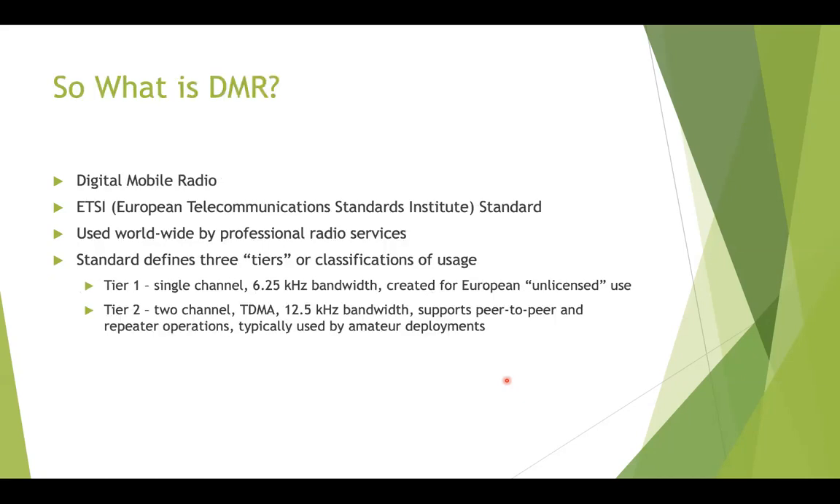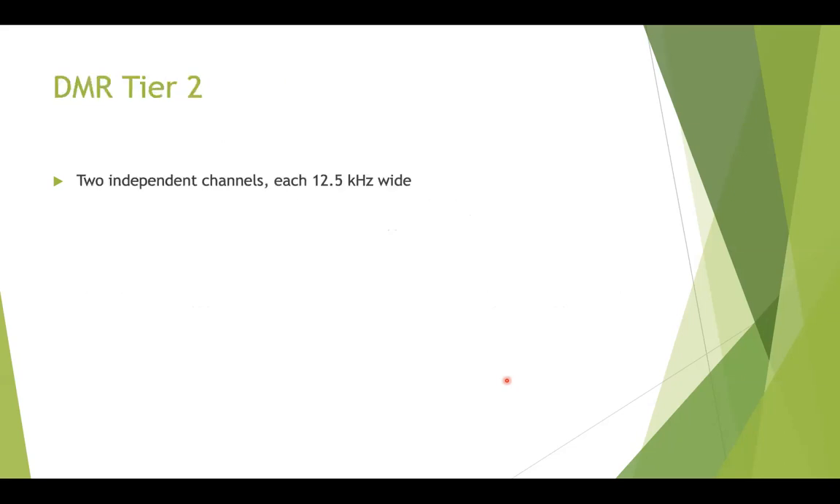So there's also tier 2, which uses 2 channels, and TDMA. TDMA is time domain multi-access, and I'll talk about that in a minute. It uses 12.5 kilohertz of bandwidth, so it's twice as wide as tier 1, and supports peer-to-peer and repeater operations. And this is the one that's typically used by amateur deployments. So there's 2 independent channels, each 12.5 kilohertz wide.